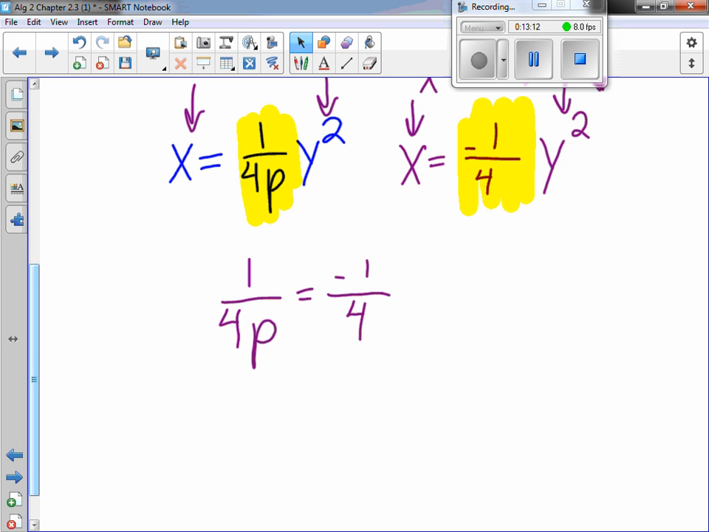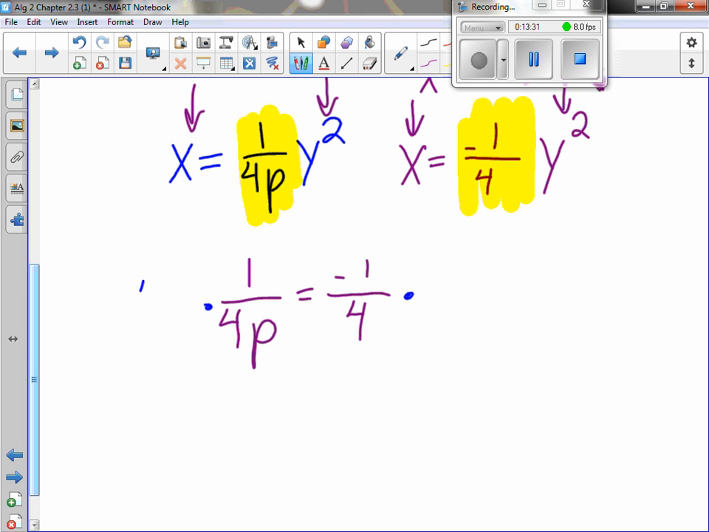Any questions on this here? Because this here is going to carry over throughout this entire 2.3. Are we good with this here? Yes?